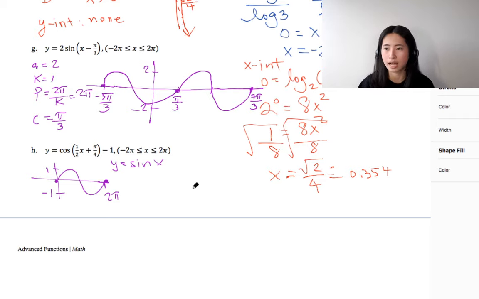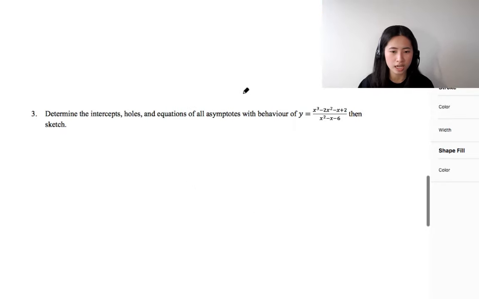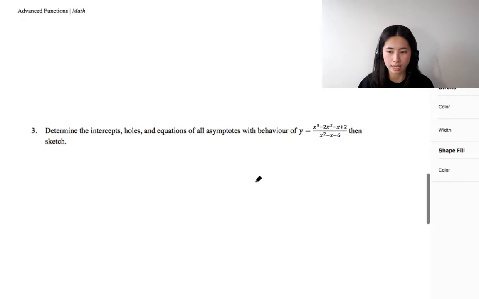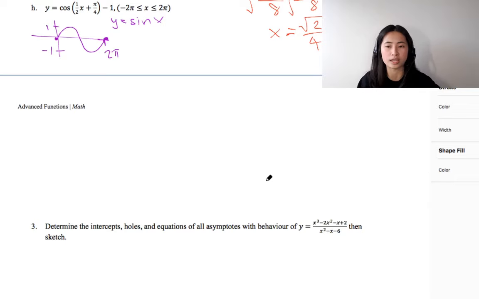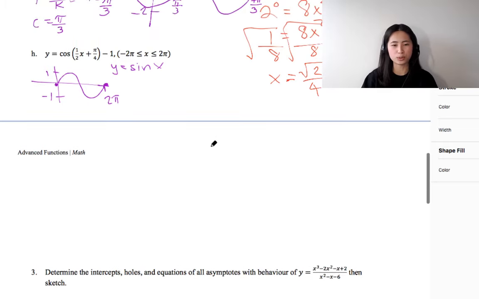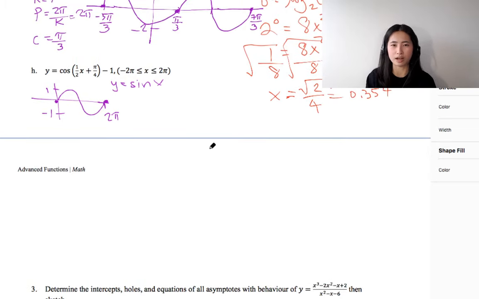And then for the next class, we can just go over horizontal, oblique and slant asymptotes, and then we'll continue on with advanced functions. So if you do have any requests, please reach out to me. I know that there's probably going to be a lot of you, so just make sure, because I also love to hear from my students, right?